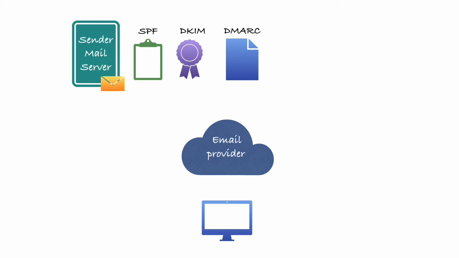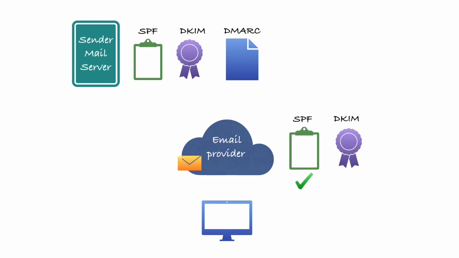Let us look at the email flow when DMARC is set up. My email provider can check whether a message is sent by an authorized host or not by checking the sender's SPF record. It can verify the integrity of the email message by checking DKIM. It may then take action based on the sender's DMARC policy.